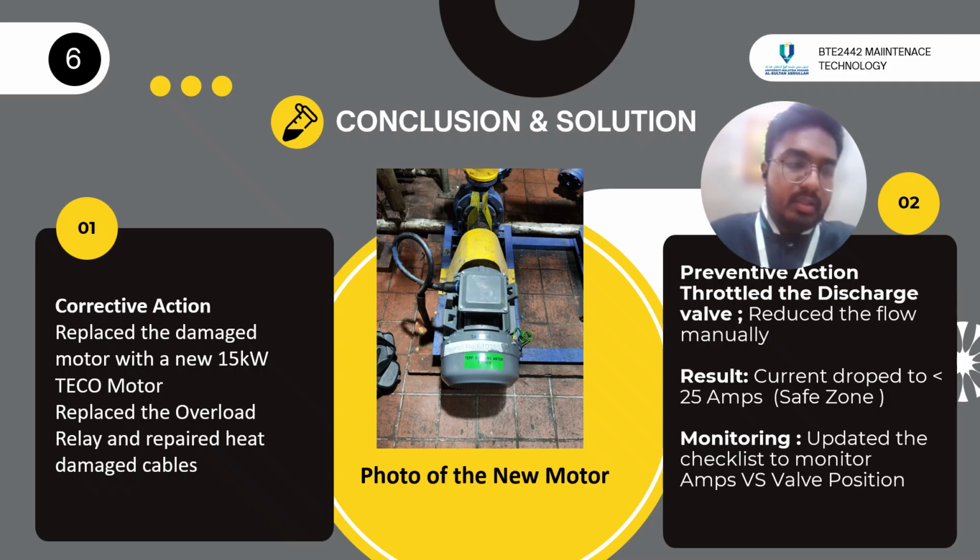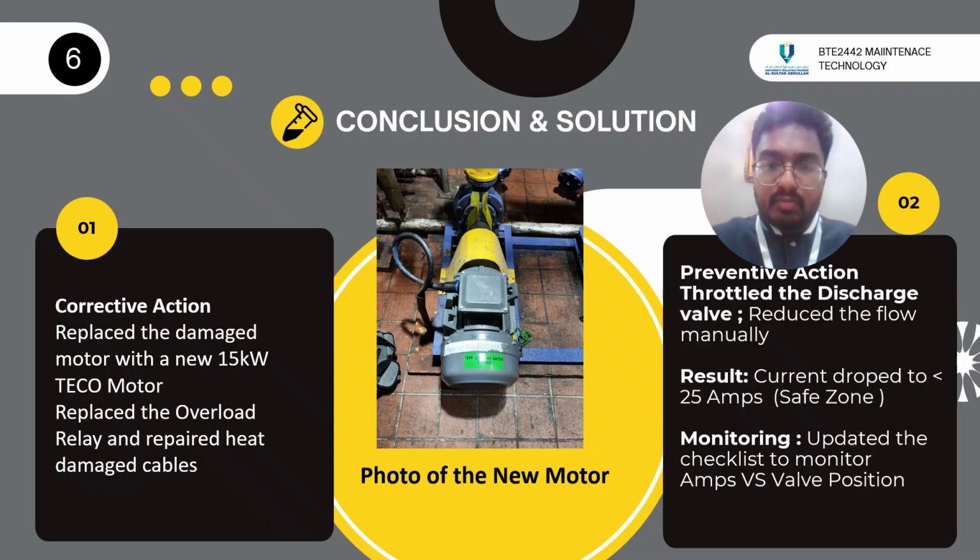Conclusion and solution. Our corrective action is to replace the damaged wire. Because of the loud noise and high vibrations, the motor was replaced with a new 50 kilowatt Teco motor, the same model and the same brand we used. We also replaced the overload relay and repaired the heat damage caused.